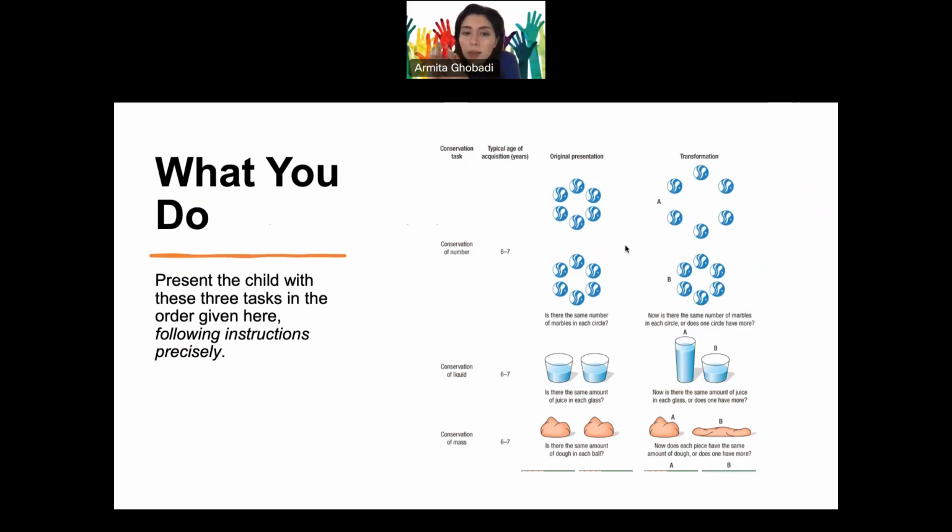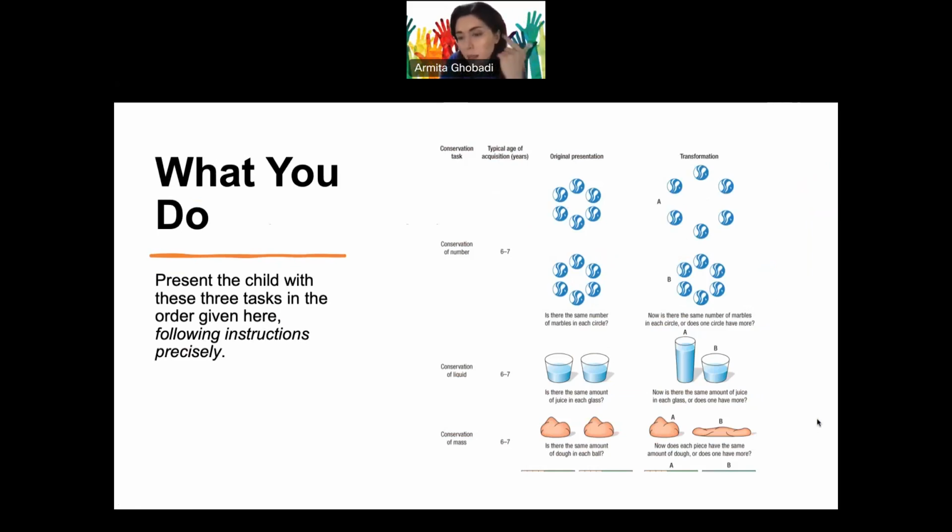For conservation of liquid, for example, we have 2 glasses. The first time you're going to ask them if it is the same amount or not. The second time, you have a longer glass, and maybe a smaller one, but the same amount of liquid in it. So again, you're going to ask the same question.